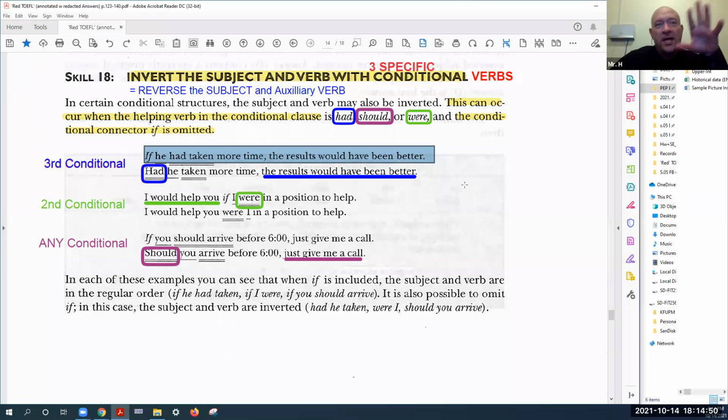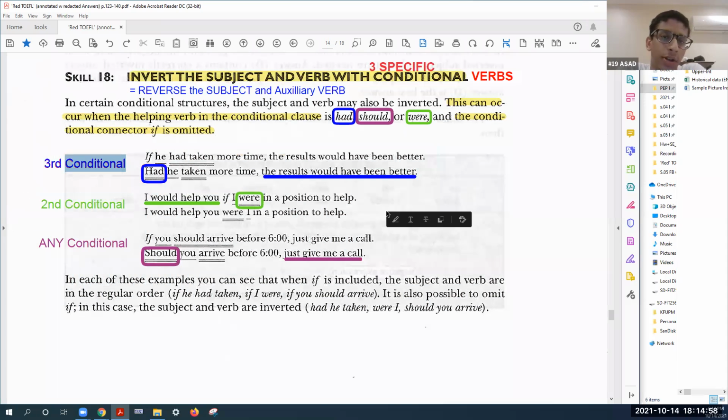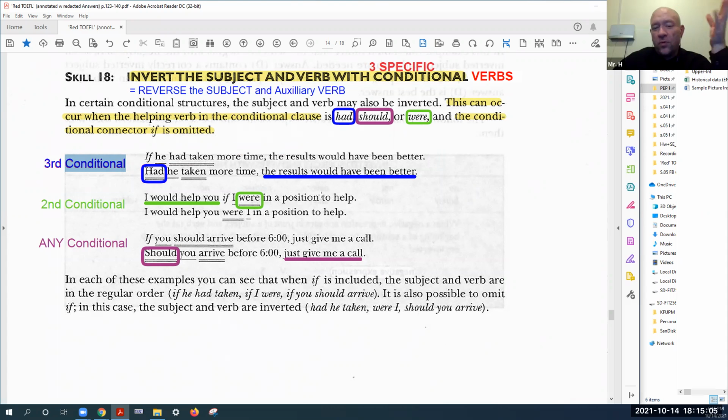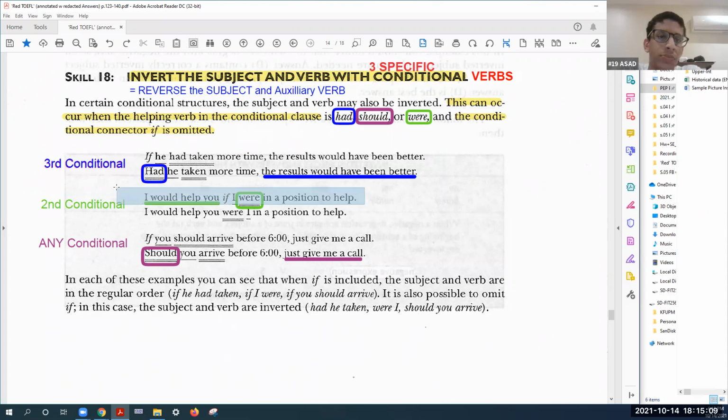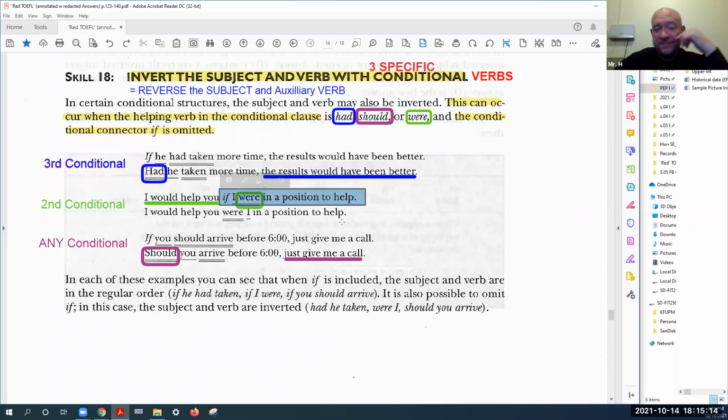Okay. All right, Assad, let's try the next one. This is called the second conditional. I would help you if I were in a position to help. Now, find the main clause here. I would help you. That's right. And what do we call this one? The dependent clause. Or in this case, the conditional clause. All right.